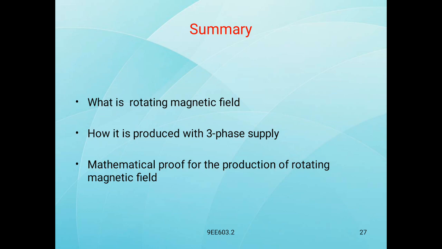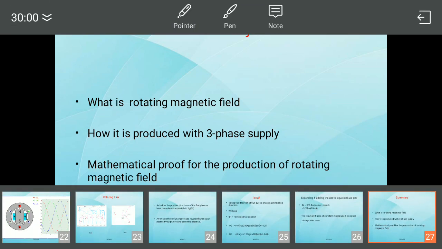Here the summary is: what a rotating magnetic field is, how it is produced with a three-phase supply, and the mathematical proof for the production of the rotating magnetic field. So this is the rotating magnetic field.